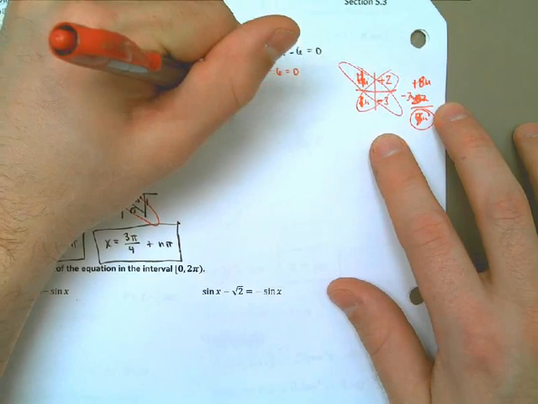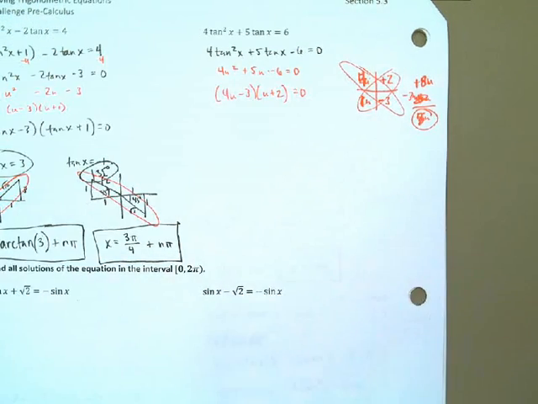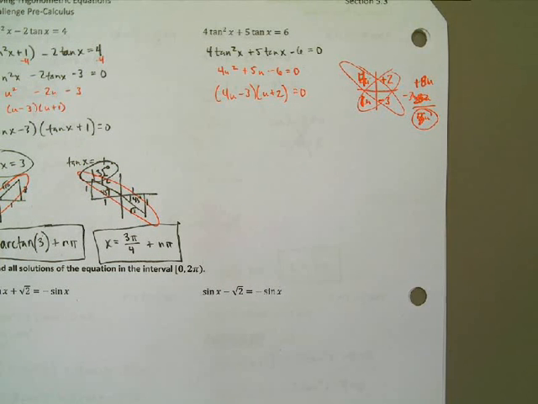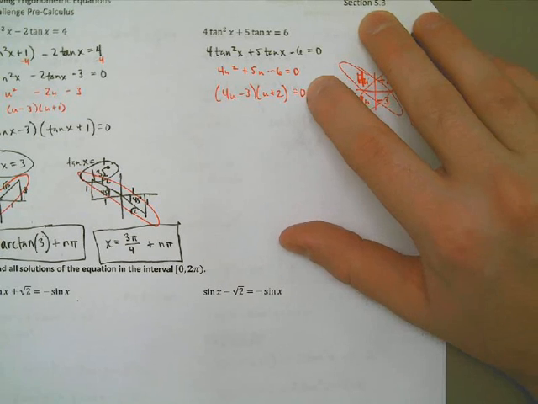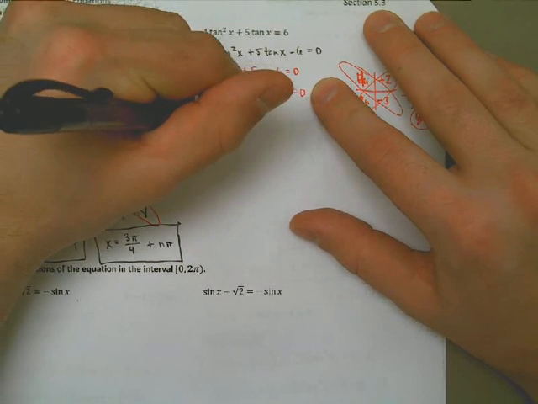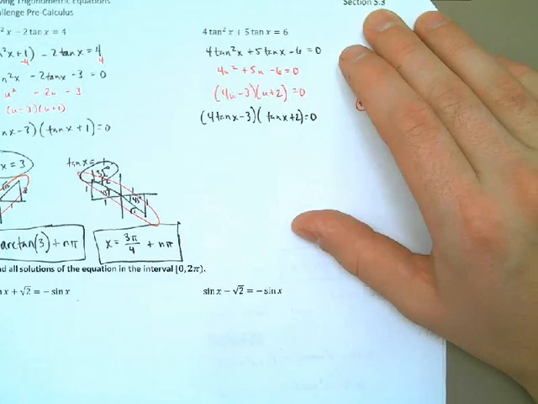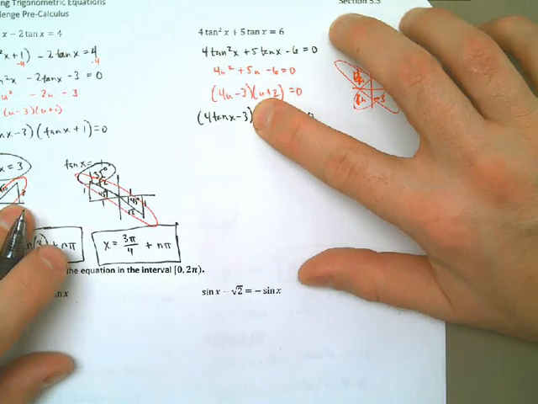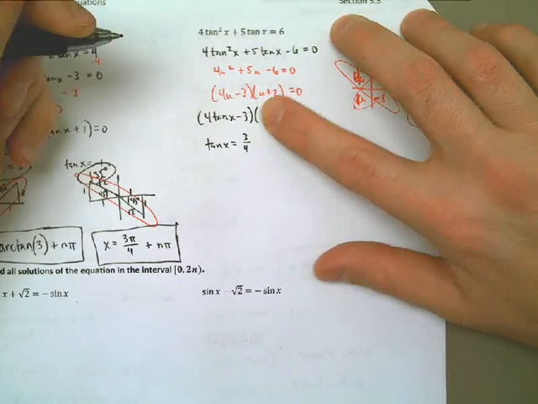But that means that this factors out to 4 tangent x minus 3 times tangent x plus 2, and that's equal to 0. From this, I can solve for tangent x, and I get tangent x equals 3/4. From the right one, I get tangent x is equal to negative 2. So now I need to figure out what my triangles are looking like. Tangent is positive in the first quadrant, it's also positive in the third quadrant.